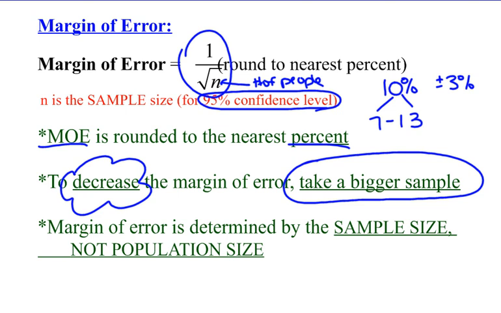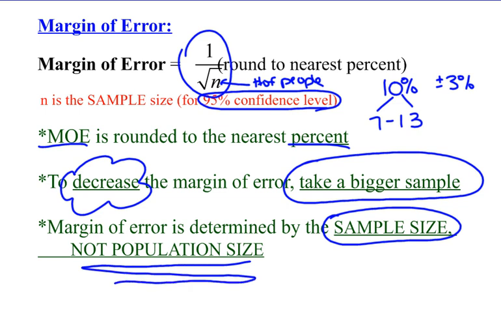This is really important. Your margin of error is determined by your sample size, not your population size. If I am surveying just students in my Block 1 class, or I'm surveying the whole school, I don't have a different margin of error because there are different populations there. My Block 1 class has 30 kids in it. The whole school has 1,200, let's say. There's a big difference there. But if I do a sample of 5 kids here and a sample of 5 kids here, my margin of error would be the same, which is crazy to think about, right? But that's how it works out. It's based on your sample size.